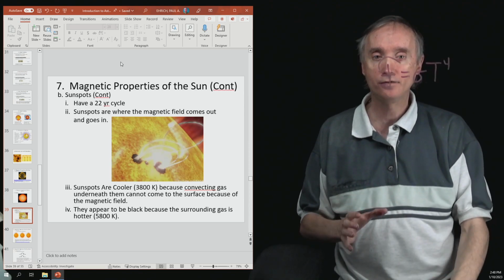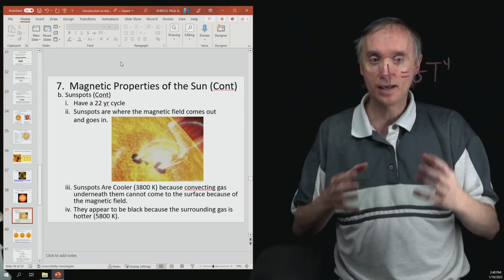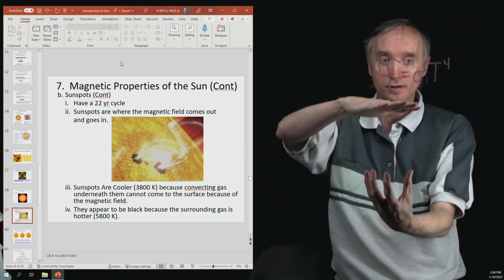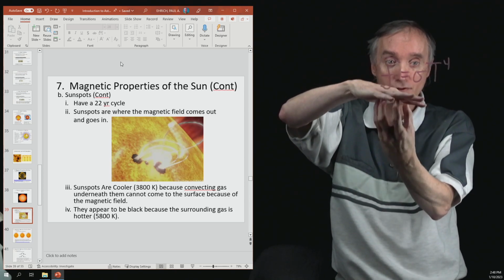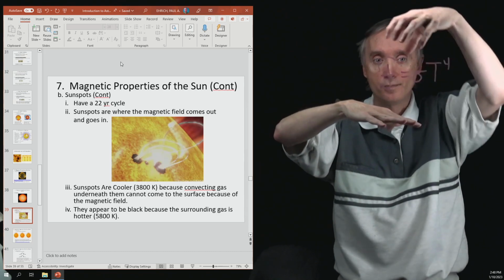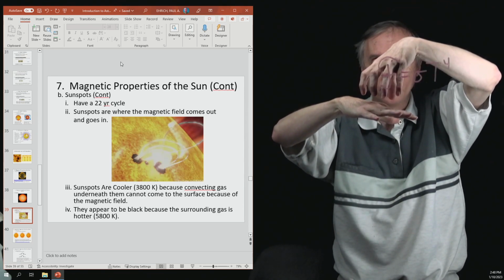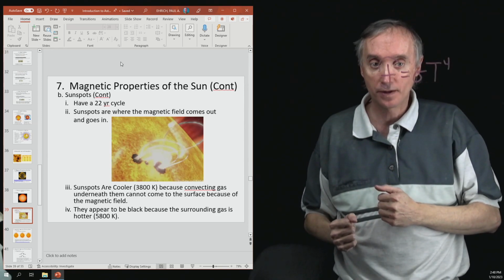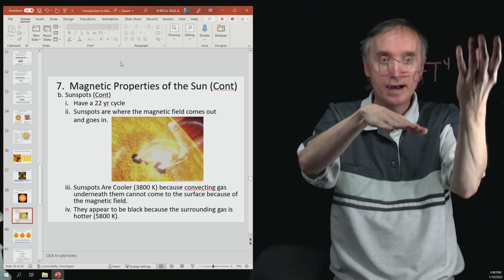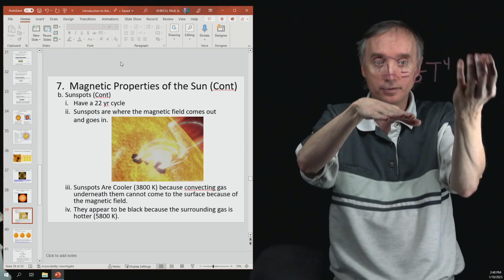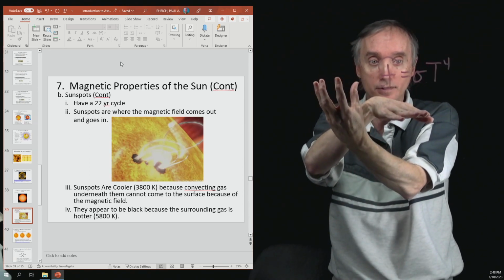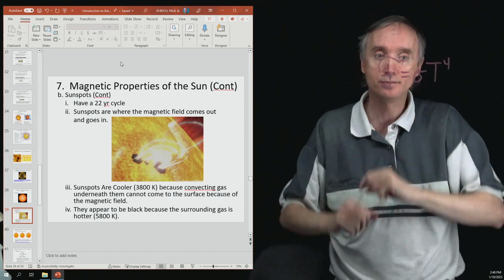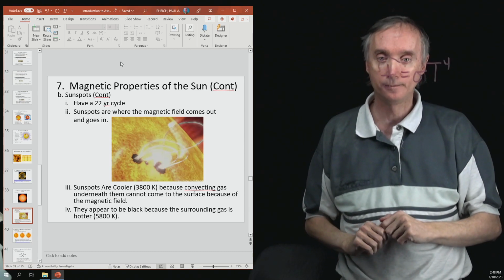The magnetic field traps the energy. The energy underneath the sunspot, in the convective zone, is coming up to the surface, and the magnetic field on top of it holds that energy in like a lid. So the energy can get out over here in the yellow part, and it can get out over here, but it can't get out here. That means the sunspot is going to be cooler than the surrounding material.